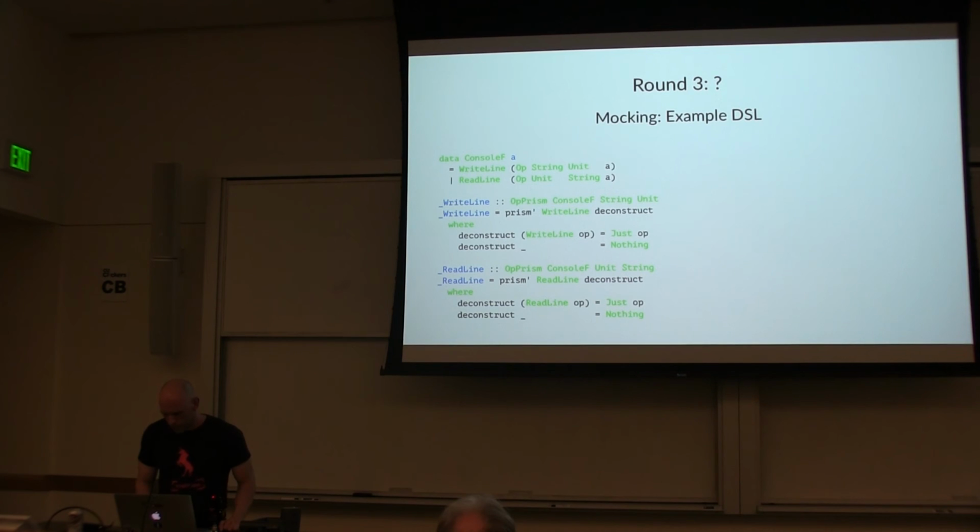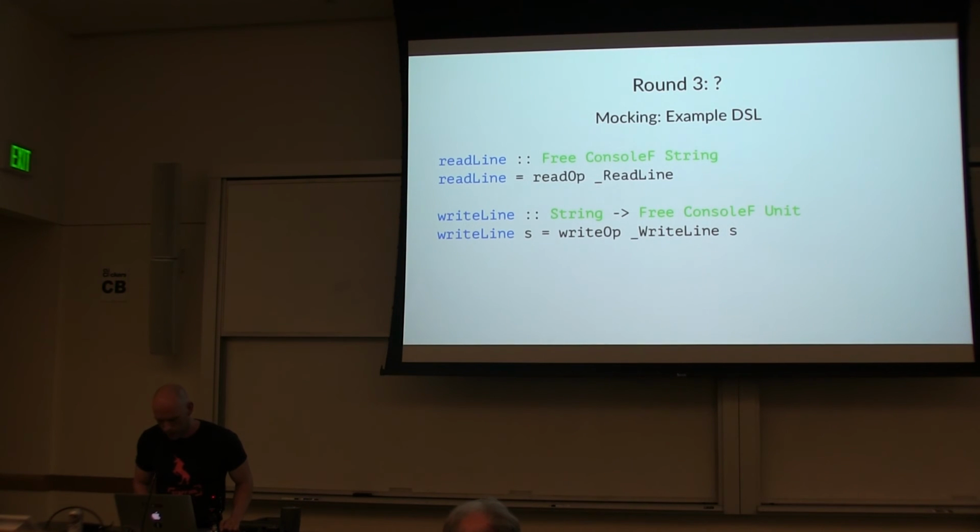And here's an example DSL to show you how this thing works. It's a ConsoleF, sort of a classic example, that has the following operations: a write line operation and a read line, which do exactly what you think. And then I define the polymorphic prisms that allow you to extract out those operations from a ConsoleF, maybe, or, once you have something that's extracted, push it back into a ConsoleF.